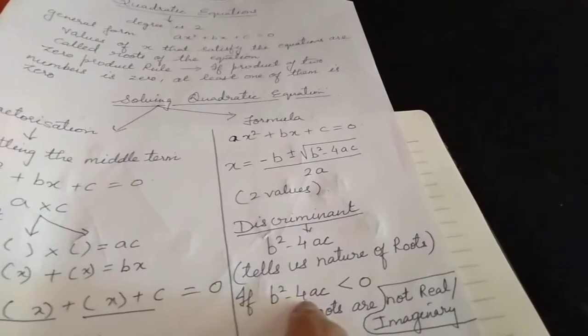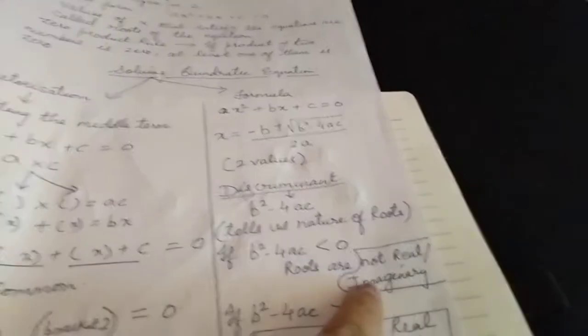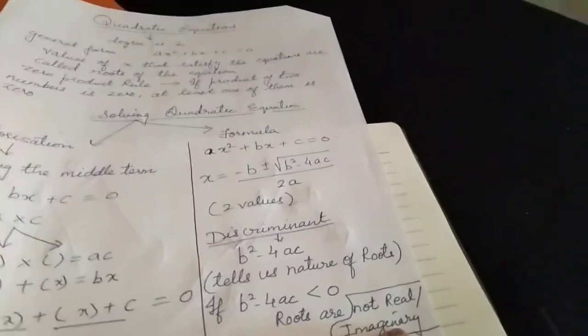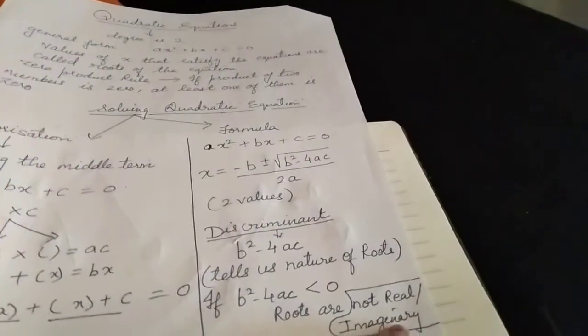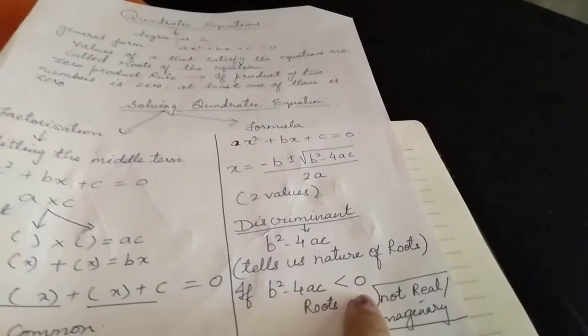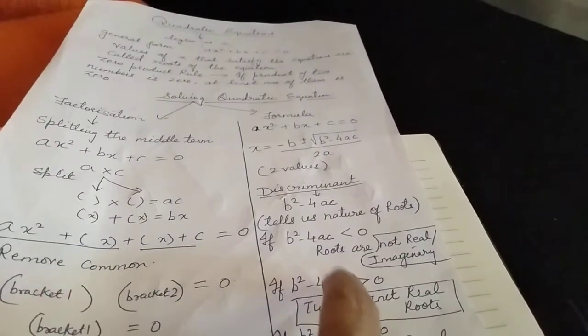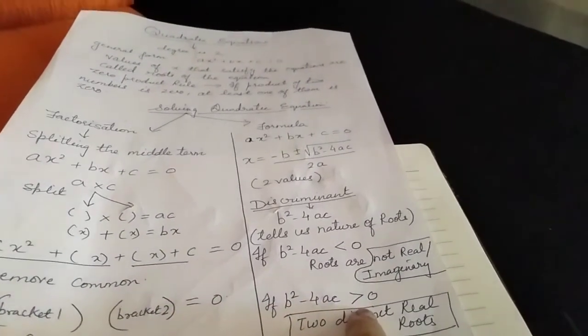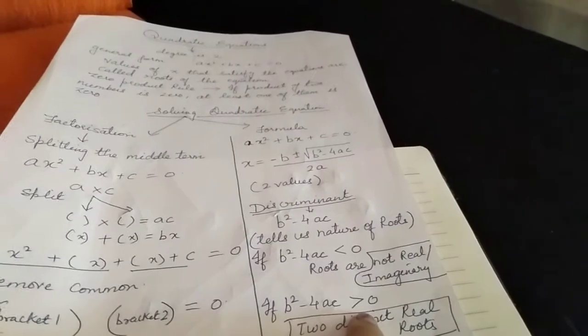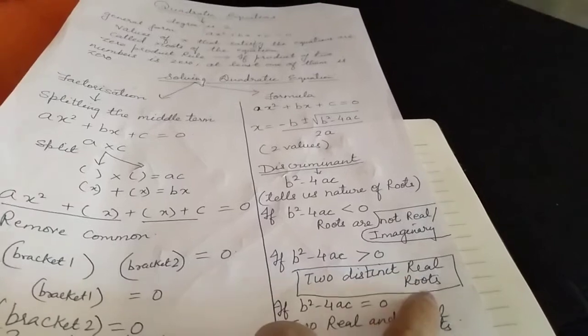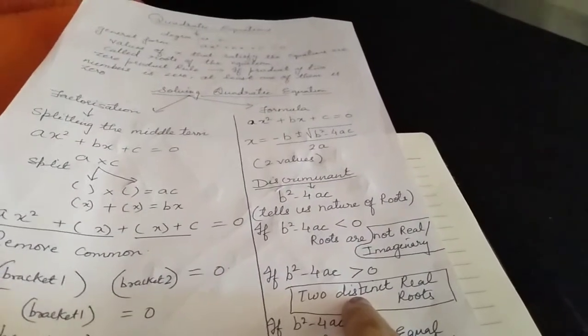So suppose b square minus 4ac is becoming negative, it means that the roots are not real, they are imaginary roots. The roots are not real and hence you cannot solve any further. Suppose you get b square minus 4ac greater than 0, means it is a positive non-zero number. Then you will get two distinct real roots. Distinct means different, and real roots.